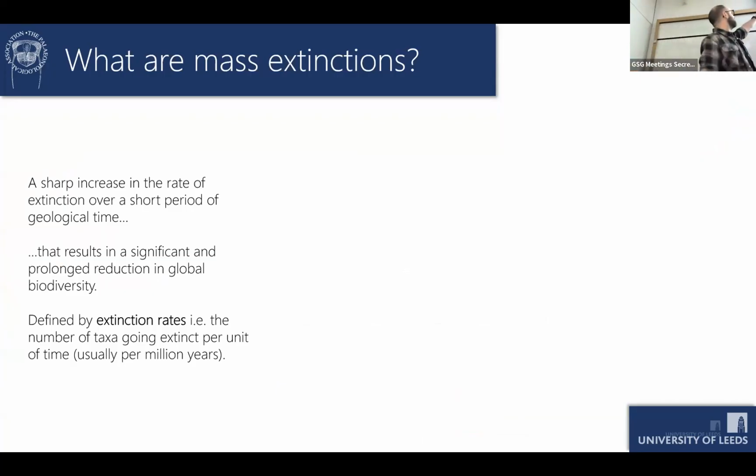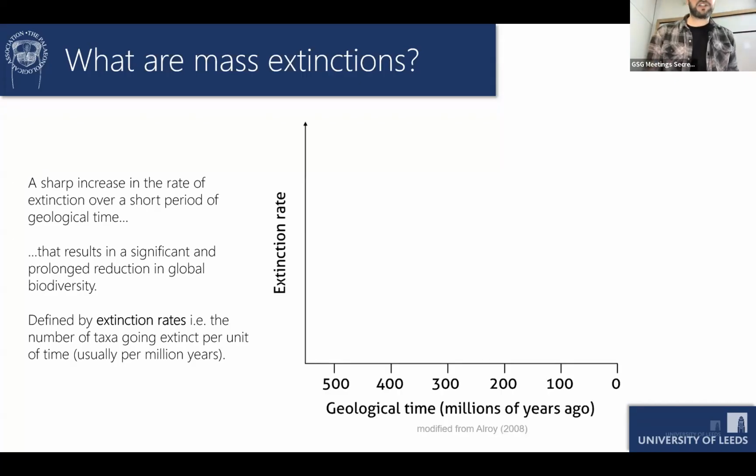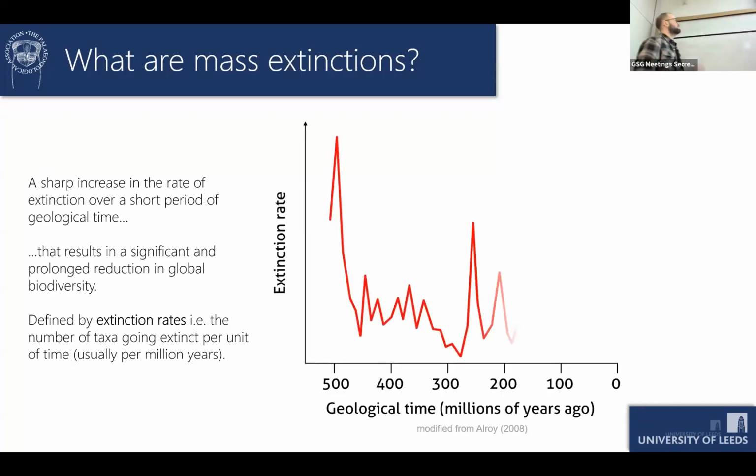And the key thing about this increased extinction rate is that it results in a significant and prolonged reduction in global biodiversity. So we're not only losing things, it's actually having an impact on the number of species that are actually on our planet. And as paleobiologists, we define that by extinction rates: the number of taxa going extinct per unit of time, usually per million years. And we can work this out from looking at fossils and working out which ones disappear at certain intervals through Earth history, and then we can plot that through time.